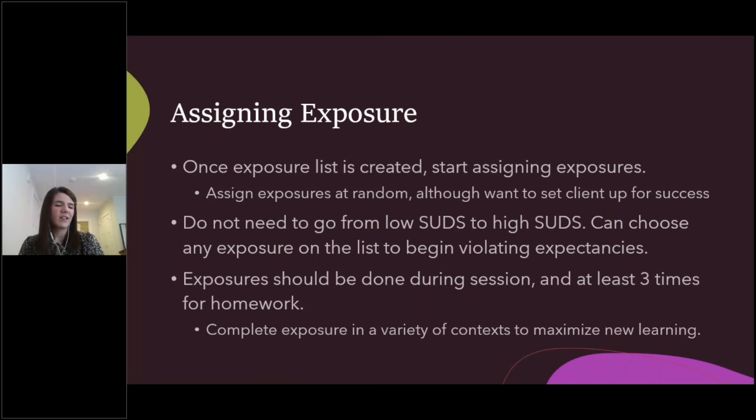And we want our clients to complete the exposure in a variety of contexts to maximize new learning. We don't want them to do the same exposure in the same place at the same time every single day, or for 3 times. We want them to vary it up.